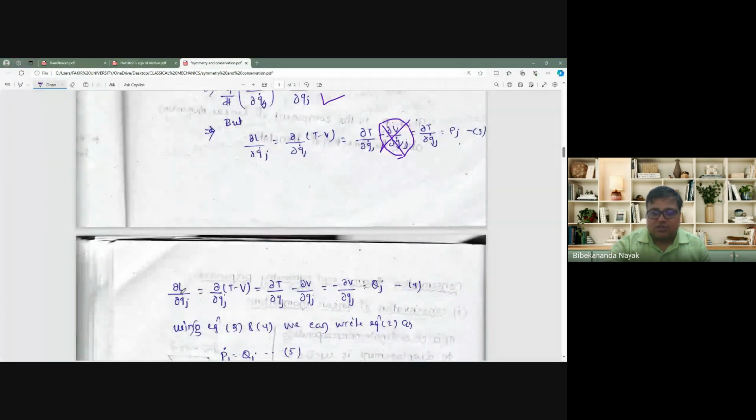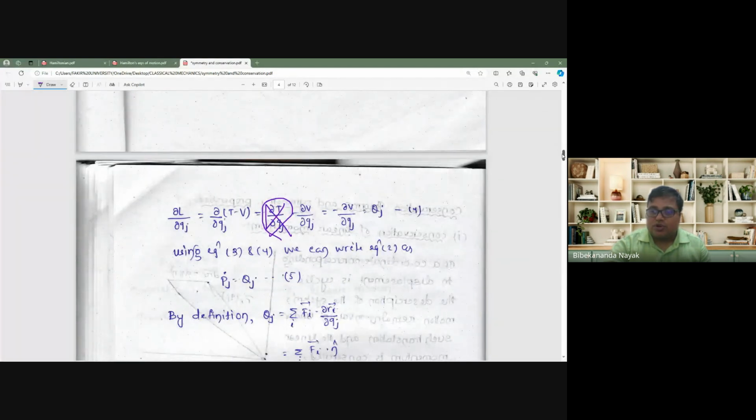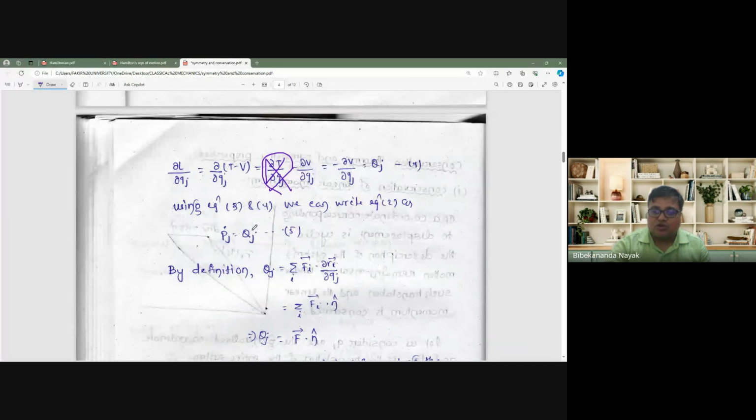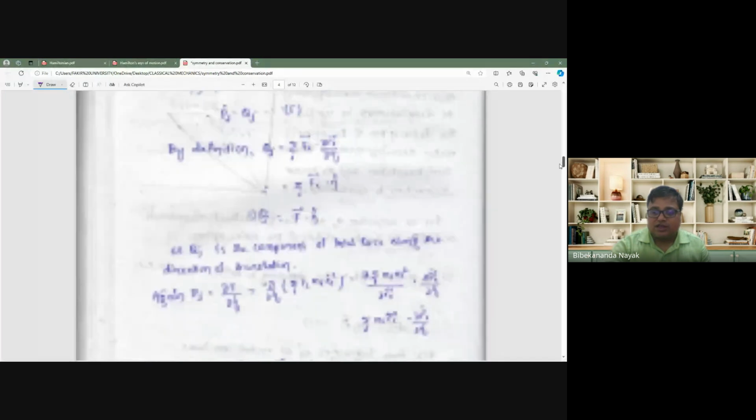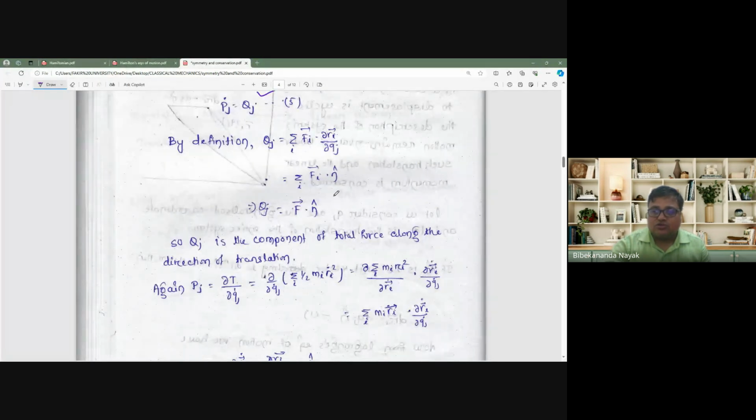Similarly, ∂L/∂Qj, if you open it, L is T minus V, and kinetic energy only contains velocity, so the coordinate derivative is 0. ∂V/∂Qj gives Qj, the generalized force. So from this equation, we got Pj dot is equal to Qj. But by definition, Qj is equal to Fi dot ∂Ri/∂Qj. Here we got ∂Ri/∂Qj is equal to n cap. So putting that, we got Qj is equal to the sum over Fi dot n cap.